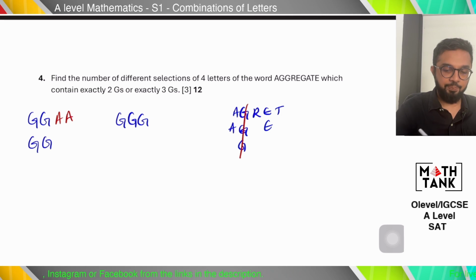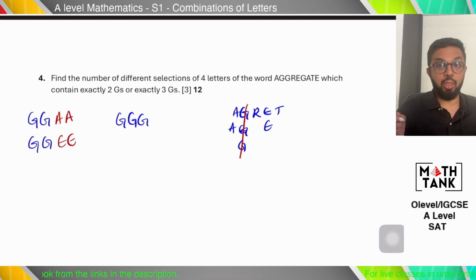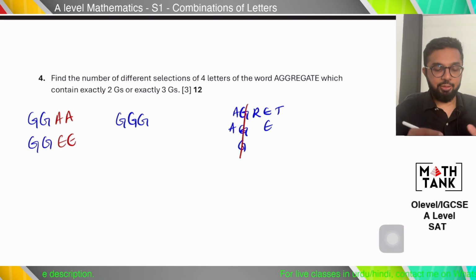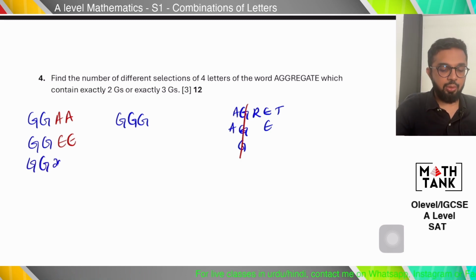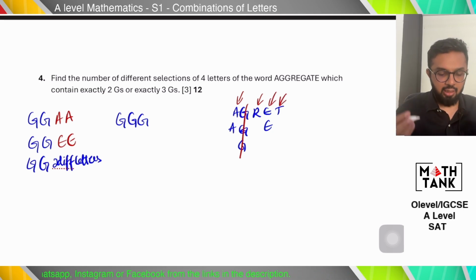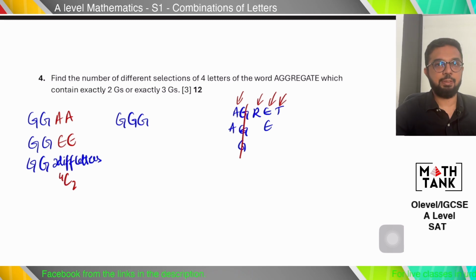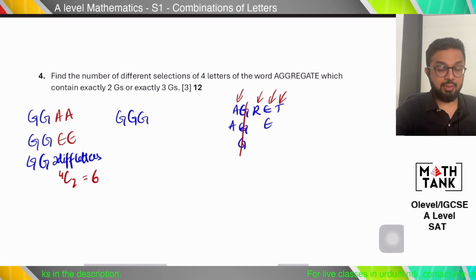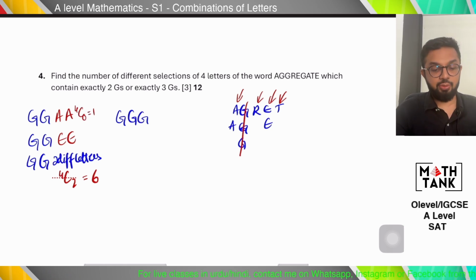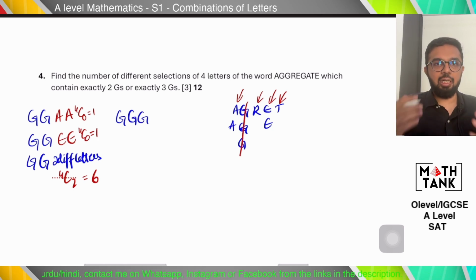So G, G, A, A, and G, G, E, E. Okay, those are the identical letters that are coming together. Then there could be G, G, and 2 different letters. Now, what are those 2 different letters? It could be a combination of A and R, or A and E, or A and T, and R and E, and R and T. So there are 4C2 combinations. 4C2 gives me 6. Now, for these, there are no letters being selected. So 4C0 is just one combination, no letters being selected. So in the case of 2 G's, there are a total of 8 combinations.